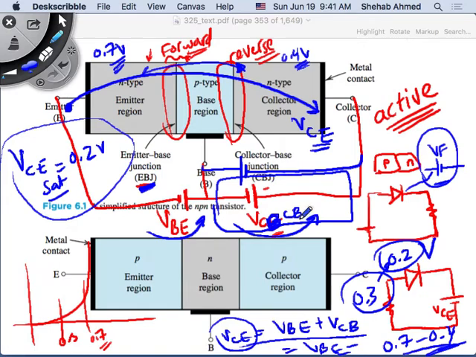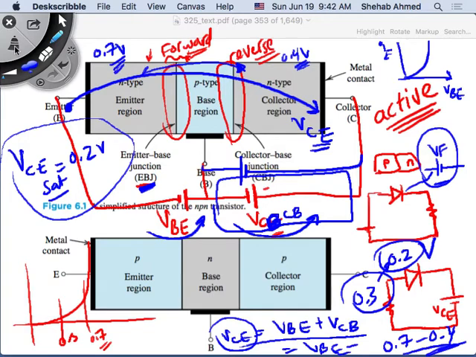So the BJT is just two diodes. We remember the diode curve, and it will become very important. It's the same equations as the diode, except that instead of calling it the diode current, it will be the emitter current, with the base to emitter voltage. And here it will be the collector current and the collector to base voltage. It's exactly the same. There are two diodes here.